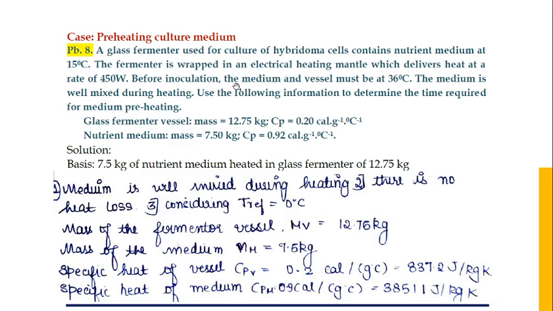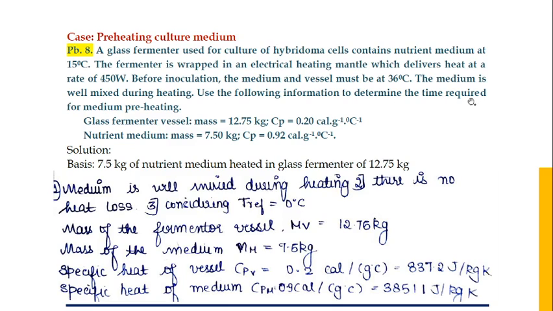Before the inoculum is added, the medium and vessel must be at 36 degrees Celsius. So this is your requirement. You have to heat to 36 degrees Celsius from 15 degrees Celsius. The medium is well mixed during the heating. So there is a stirrer, an agitator inside that mixes the medium neatly. So uniform mixing is there. So you can assume that the temperature inside the liquid is uniform at a particular temperature.